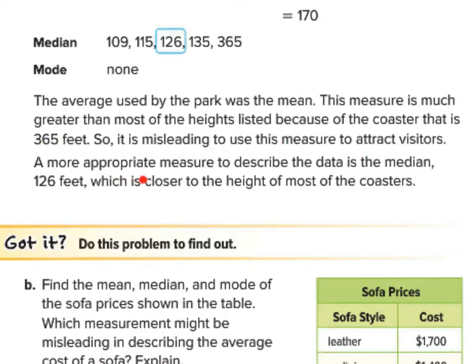A more appropriate measure to describe the data is the median, 126 feet, because a lot of them are around this height, which is closer to the height of most of the coasters. Now they could say this. They could say that most of the roller coasters are around 126, and they could really emphasize how great this one is, and people might just come to the amusement park just to try the 365 feet roller coaster.